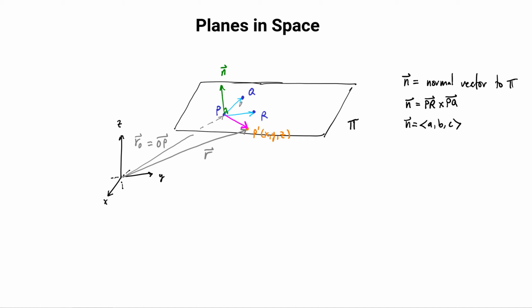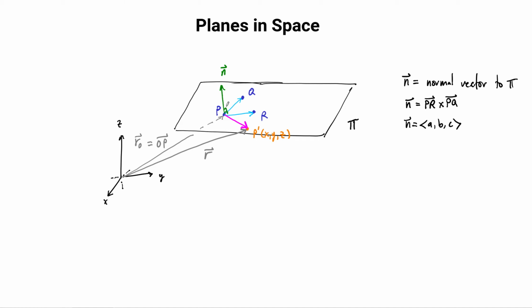And because of the way we built this, what's got to be true about this vector and our normal vector n? Well, if p prime lives in the plane, then if you dot that with n, what should the result be? Well, it's got to be perpendicular, so the dot product better be 0.